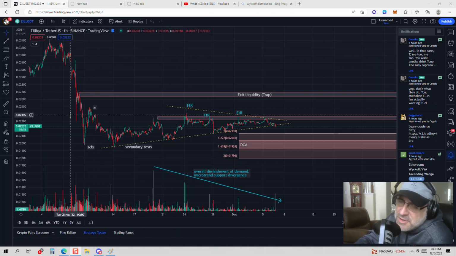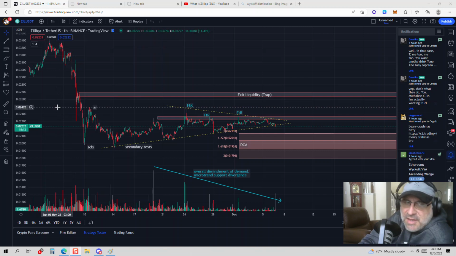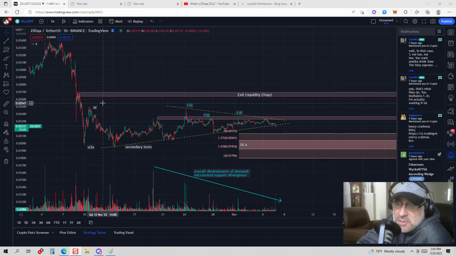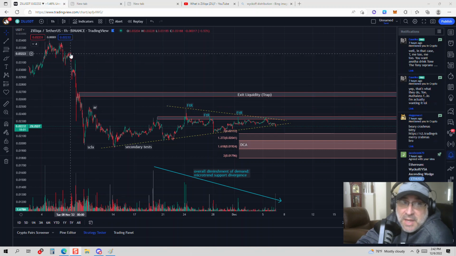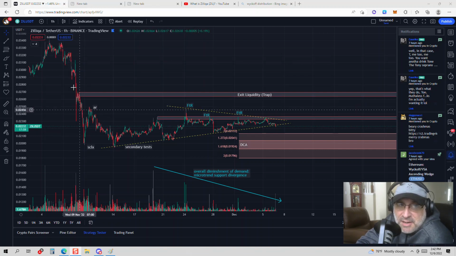So first things first, let's break down this Wyckoff schematic that I've done. I shared this with my Discord group this morning. I haven't jumped into it yet, but I am watching it like a hawk. Anyways, we came out of this selling climax here.